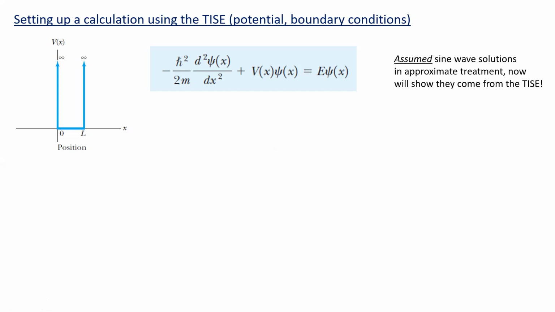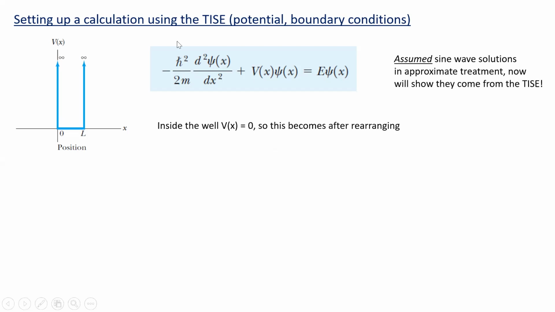So before, we looked at this system and we assumed that there would be wave-like solutions because particles act as de Broglie waves, but that was an approximate treatment. Now we'll show that these sine wave solutions, which we assumed before, several videos ago, actually come out of the solution of this time-independent Schrodinger equation. Okay, so how do we go about breaking this down?